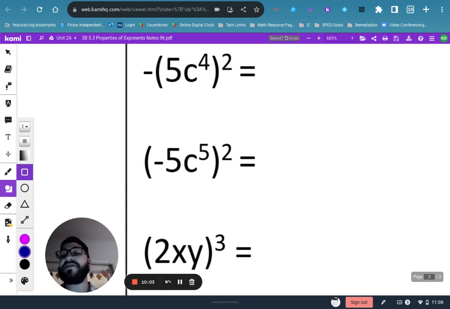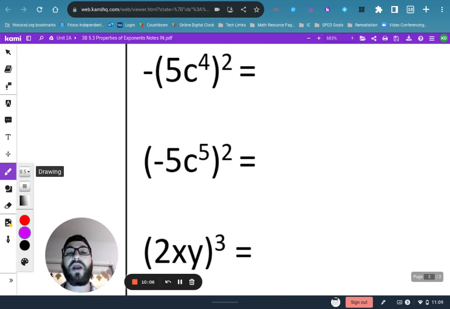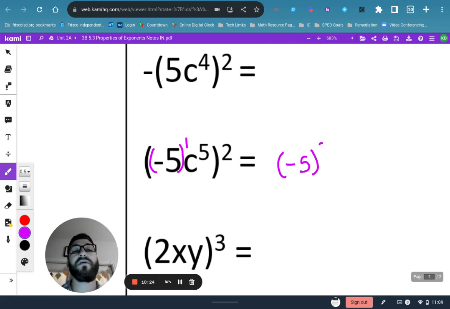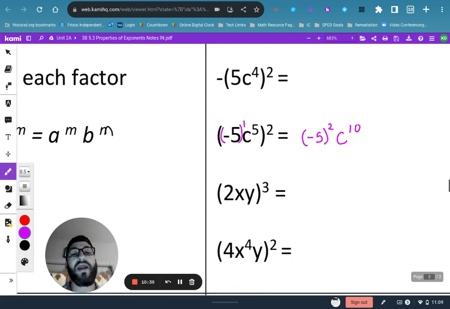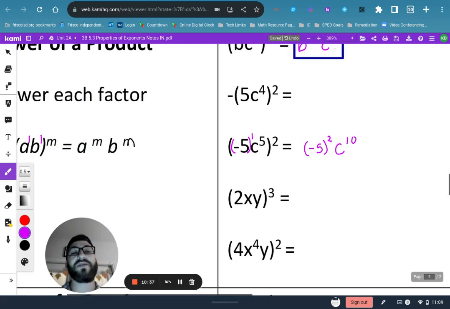So negative 5c to the fifth, and I'm taking it all to a squared. Just to be sure, negative 5 is a base and c is a base. So negative 5 technically has an exponent of 1 on it. So negative 5 to the first, and then squared, that's going to become negative 5 squared. And then c to the fifth squared, 5 times 2 would become 10. So this would be c to the 10th. So go ahead and pause me right now so you can practice these last three, and then you can unpause me here in a bit.